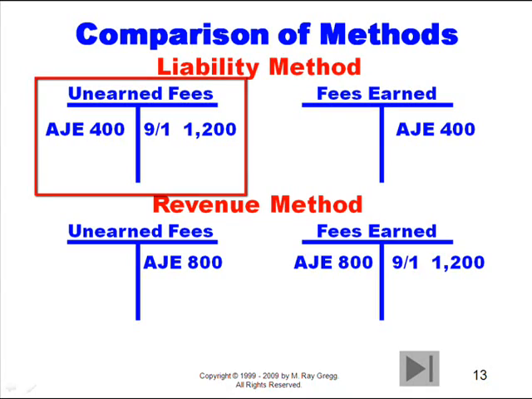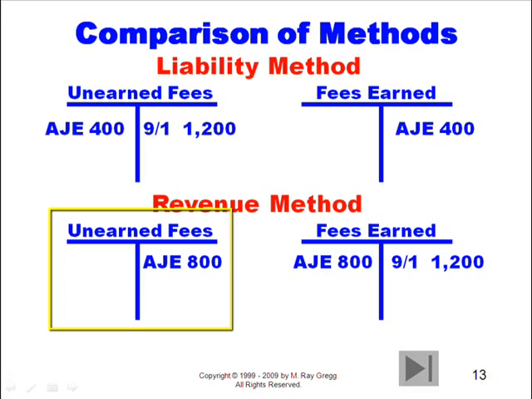Help me get the account balances of these accounts, please. Can you determine, under the liability method, the balance of unearned fees right this minute? 1,200 credit minus 400 debit is 800 credit. Under the revenue method, unearned fees is also 800 credit. They accomplish the same thing.